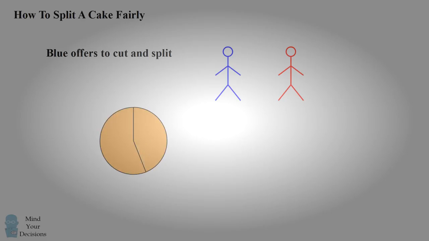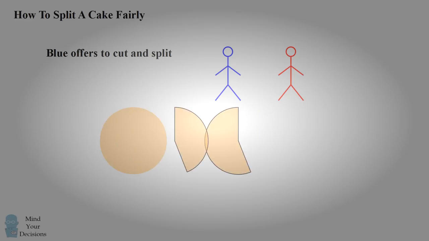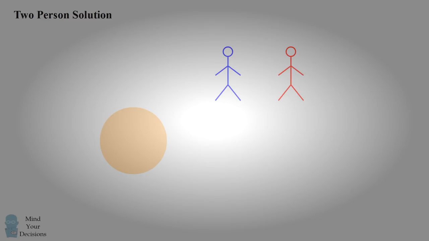Blue is tempted to cut the cake into two unequal pieces and then take the larger piece for himself. So this is not a fair way to split the cake. How can we get to a fair way? The procedure for two people is known as I cut, you choose. That would mean that blue cuts the cake, but then red gets to choose which slice first.